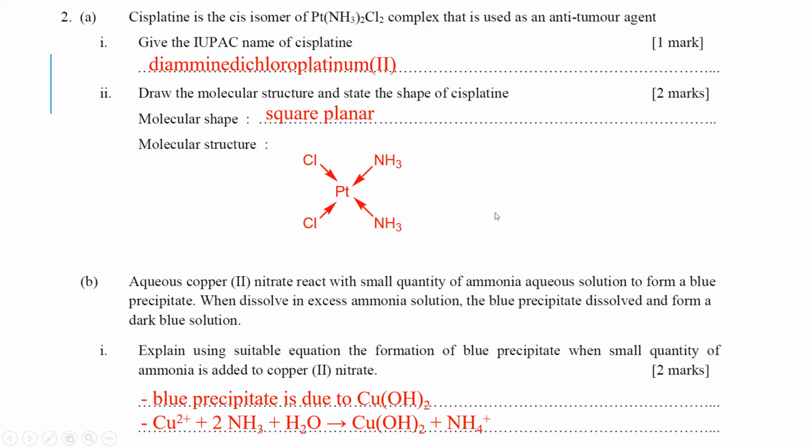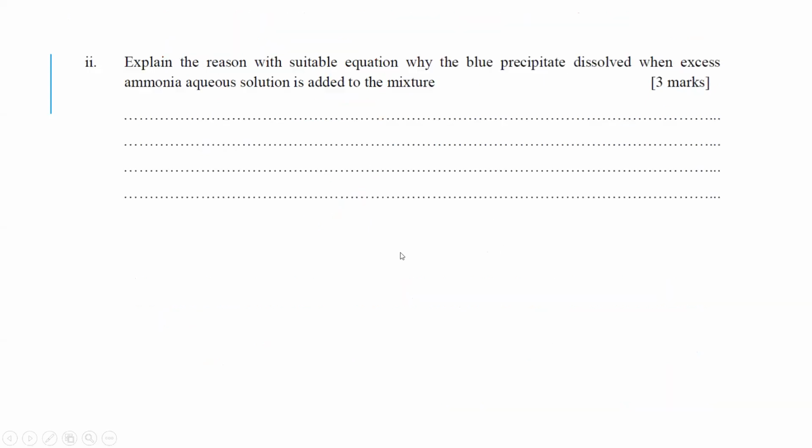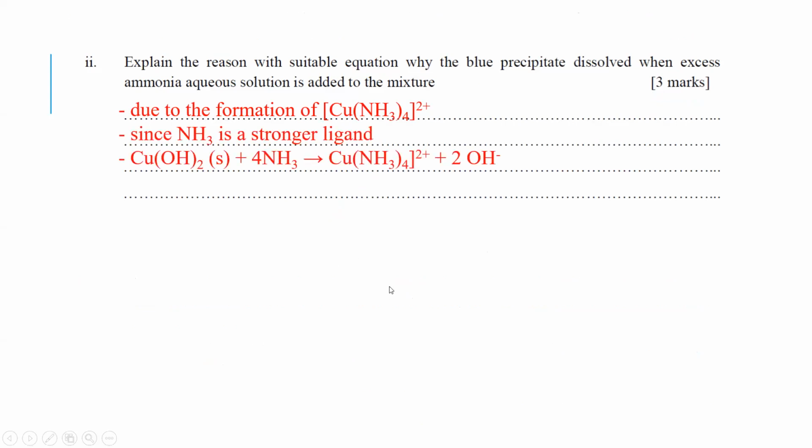And they will definitely ask you what makes the blue precipitate dissolve in excess. The blue precipitate dissolves in excess due to the formation of [Cu(NH3)4]2+, because ammonia is a stronger ligand, so it can displace the water easily. So Cu(OH)2 plus 4NH3 forms [Cu(NH3)4]2+ plus 2OH minus. This is how we explain the formation of [Cu(NH3)4]2+. With that, that is for question number 2.